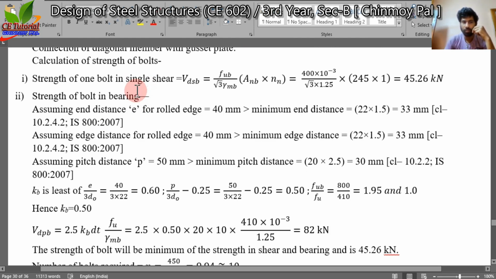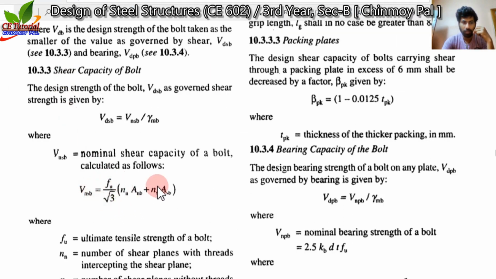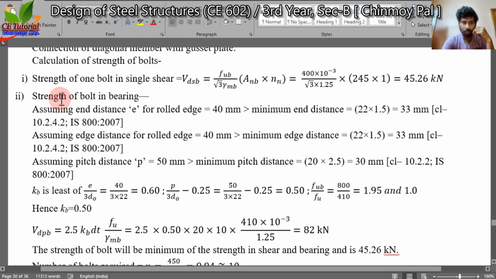So the strength of the bolt in single shear you can calculate by this formula, and this is 45.26 kilonewton. You can find this formula in IS 800. This is the formula to calculate the strength of bolt in shear. The clause number is 10.3.3.